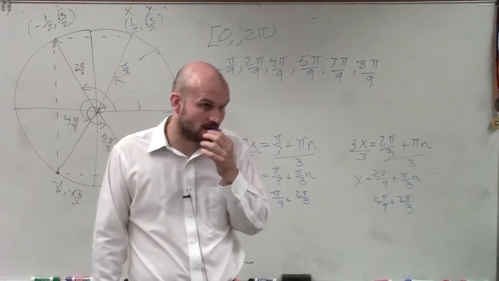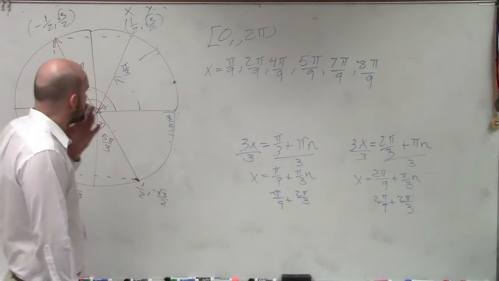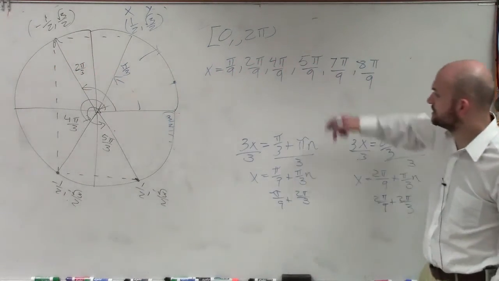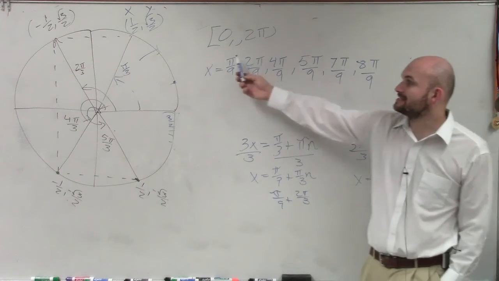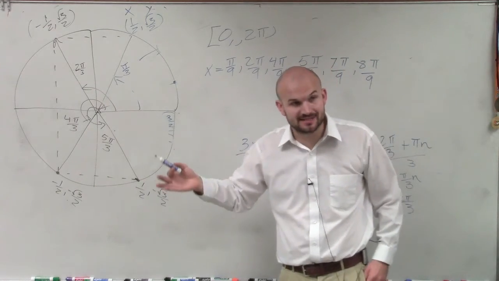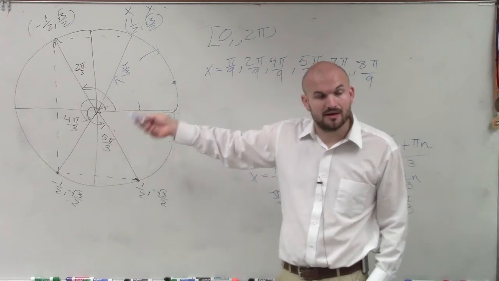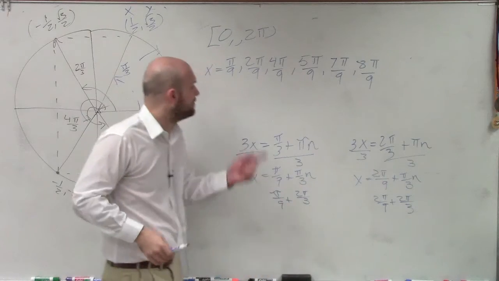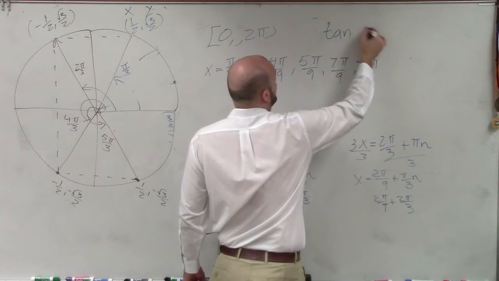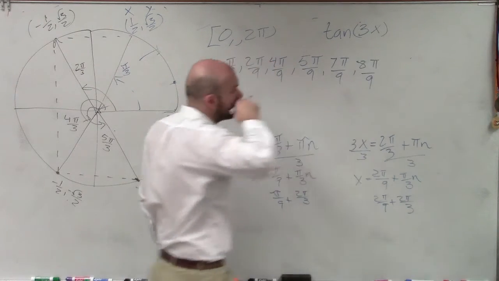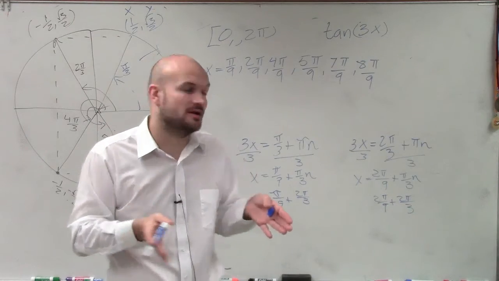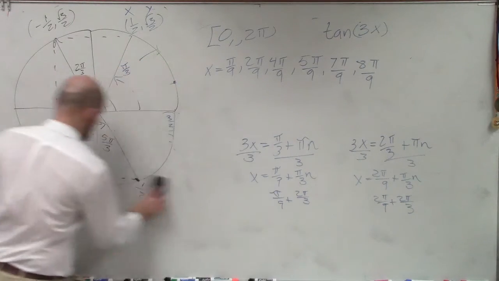If this is 0 to 2 pi, why wouldn't it just be those 4 points that are positive? Because remember, our angle is not just a regular angle. If we're just solving for our angle x, then yes, you're correct. But since I now introduce the tangent of 3x, think about the graph. What does that 3 do to the graph? The 3 changes the period.